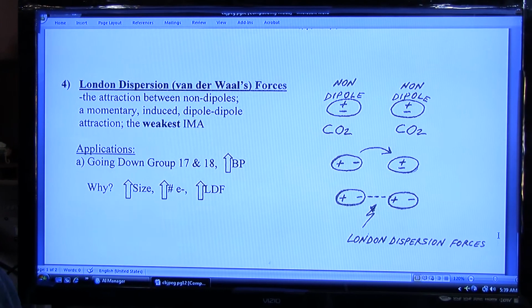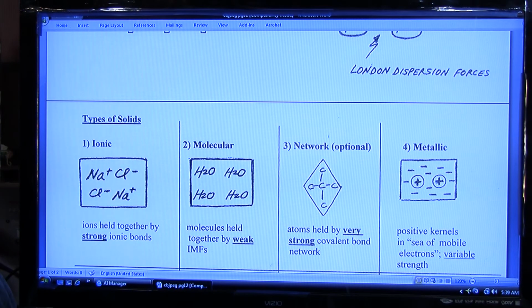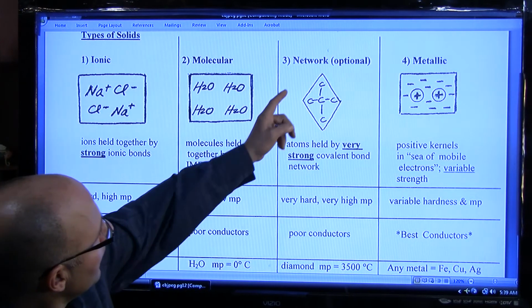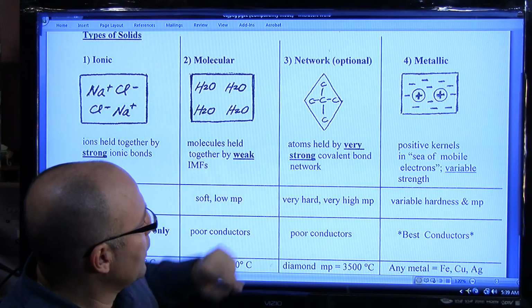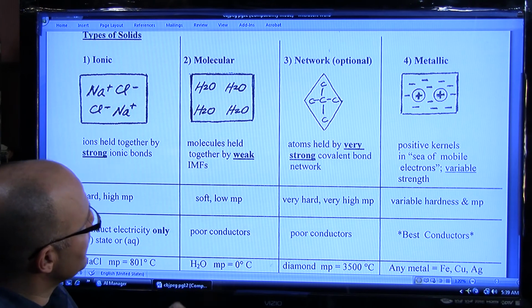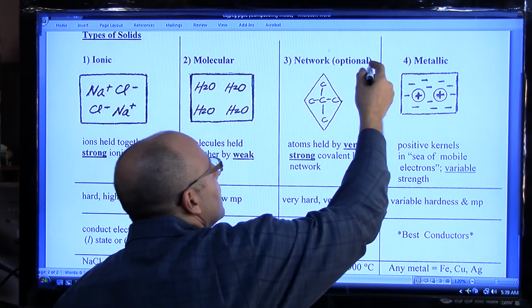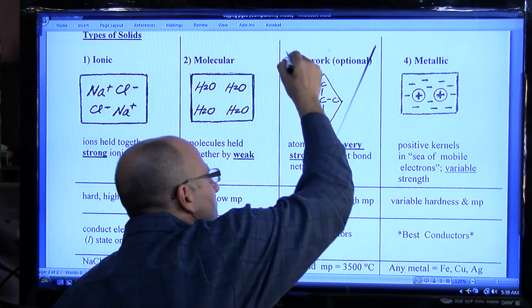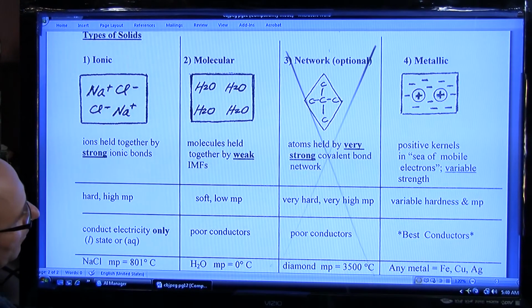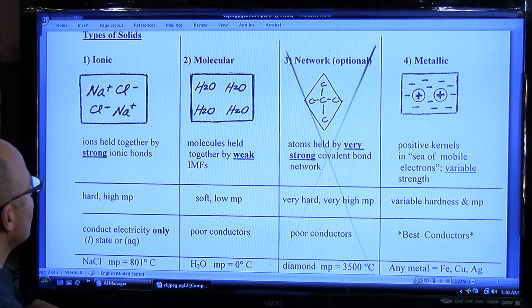Finally, at the bottom of this page, I have something here about the different types of solids. And the third one, the third category here, the network solid, which was probably covered in your class, I just want to remind you is optional. It's not on the Regents, so we'll just cross that out for now. Let me get a better marker. So there are three types of solids that we're responsible for.